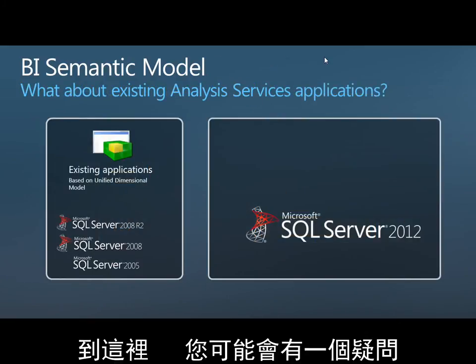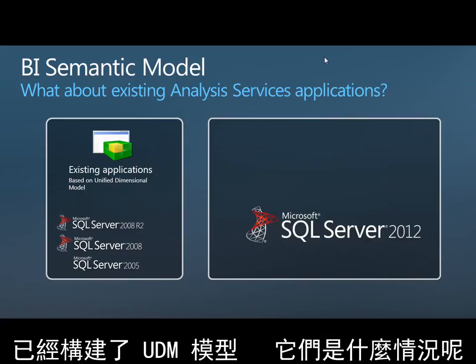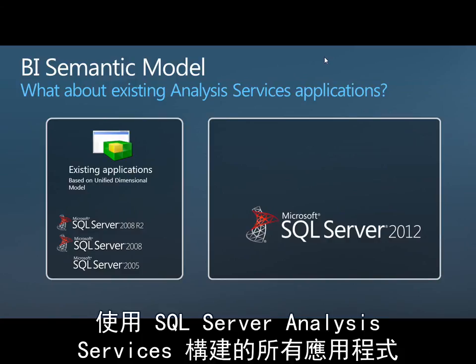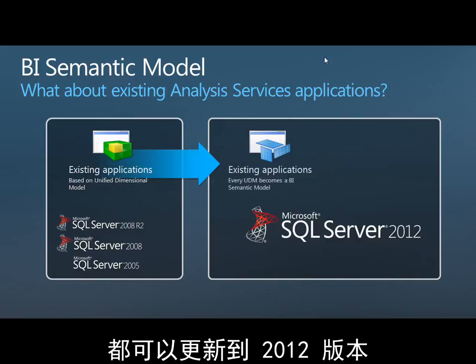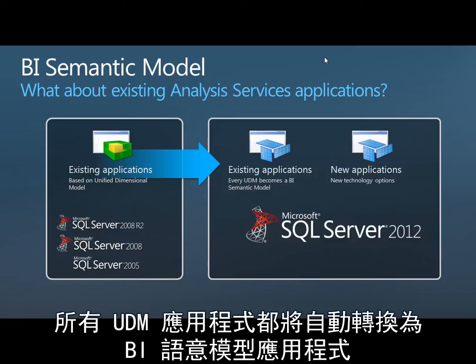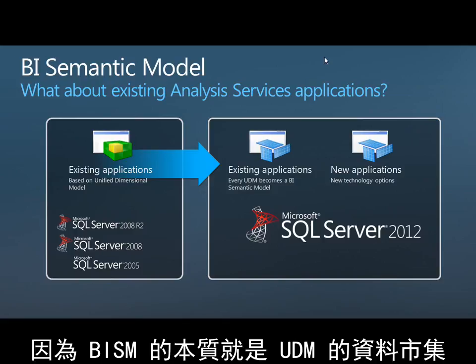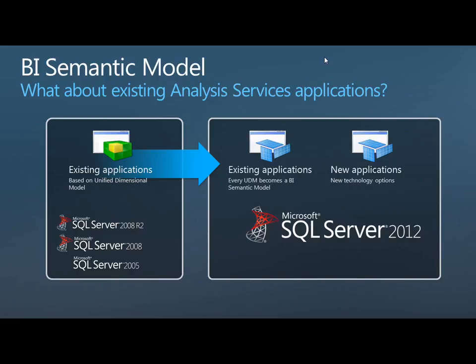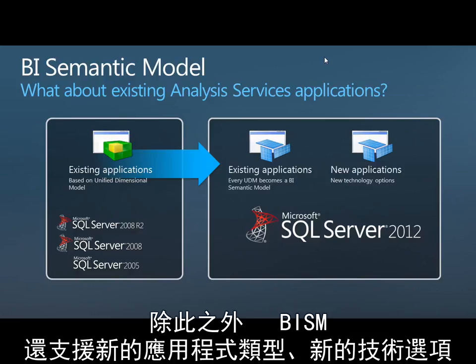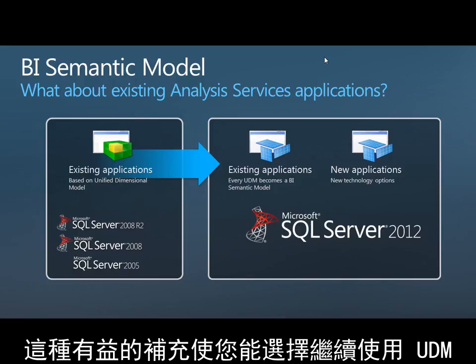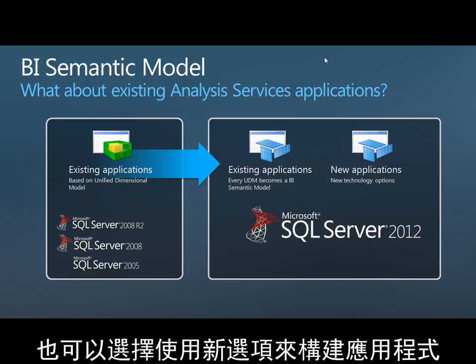All right, now one of the questions you may have is, I've got all these UDM models I've built. What happens to those? How does UDM relate to the BI semantic model? This slide addresses that. For any application you've built using SQL Server Analysis Services, all you do is upgrade to 2012, and all the UDM applications automatically become BI semantic model applications. So UDM automatically becomes BISM, because a BISM at the heart of it is a superset of everything the UDM was. In addition, the BISM also allows new types of applications, new technology options, the use of VertiPaq or DirectQuery, and new experiences of building it with a tabular experience. So we think that it is a net add, that you now have a choice of either continuing to use UDM or building it using the new options.